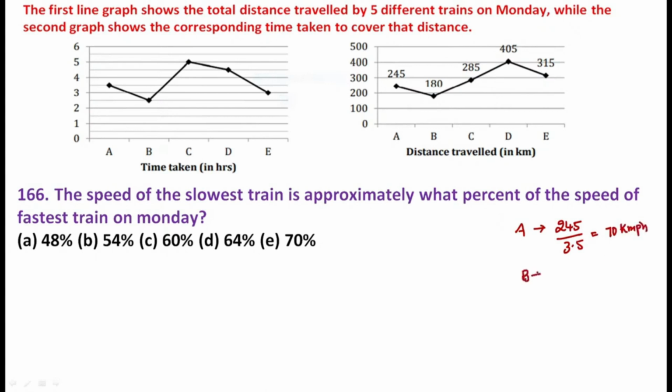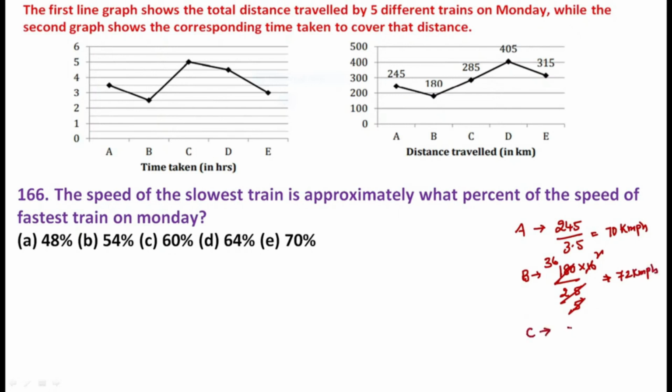Now focus on the B value here. B value is exactly equal to 180 divided by 2.5. You can take it as 180 by 2.5, multiplying by 10. So 5 5s are 25, 5 1s are 5, 5 2s are 10. So it exactly becomes 36 times 2, which is 72 kilometers per hour. You can get the B value.